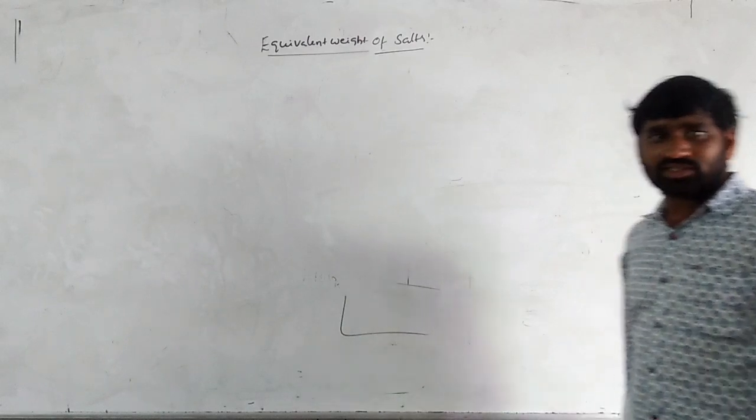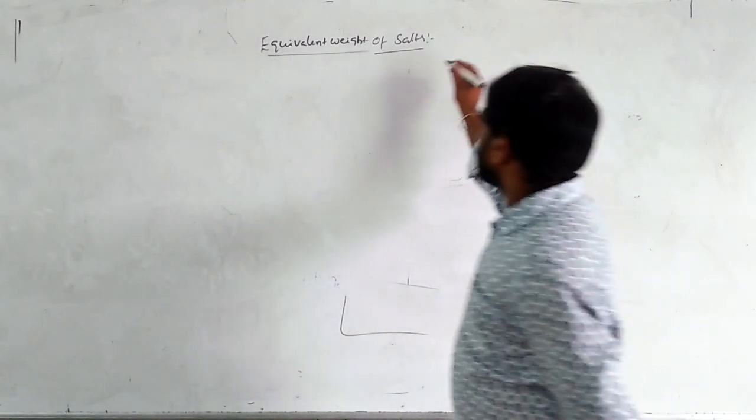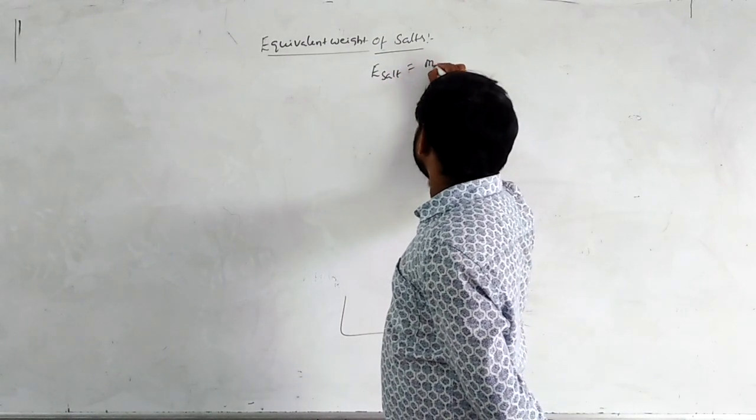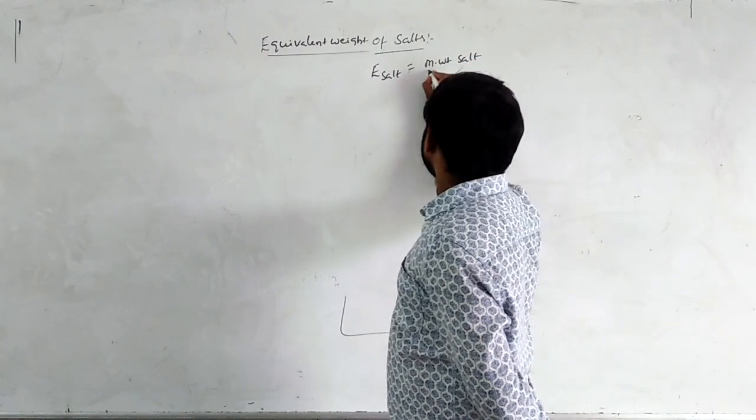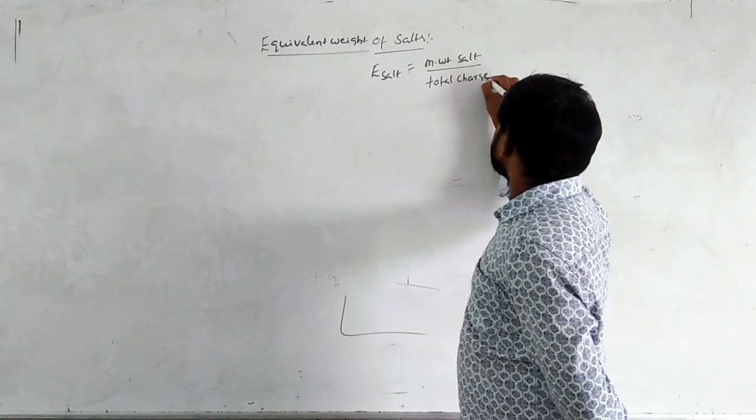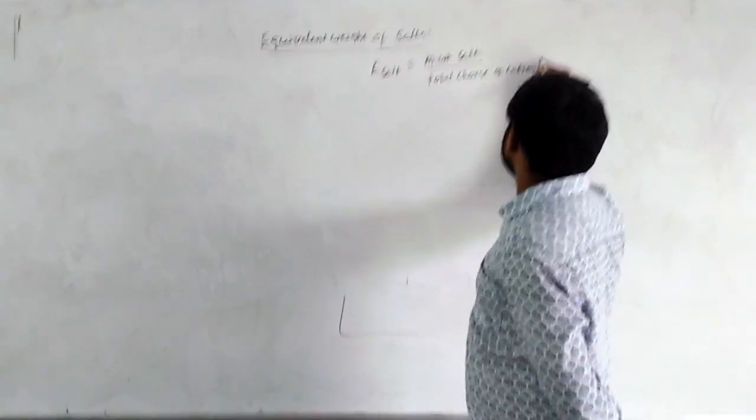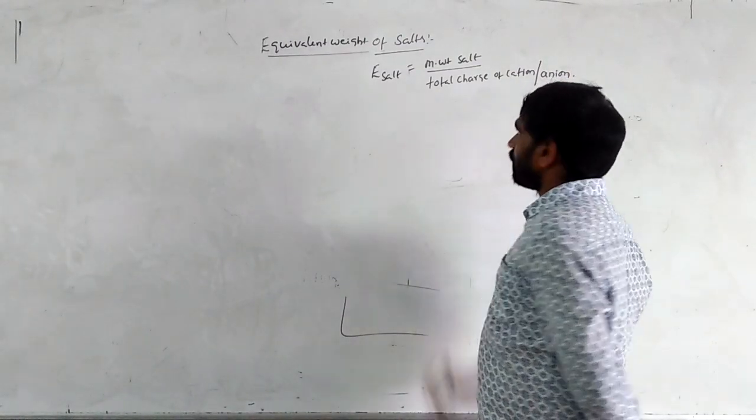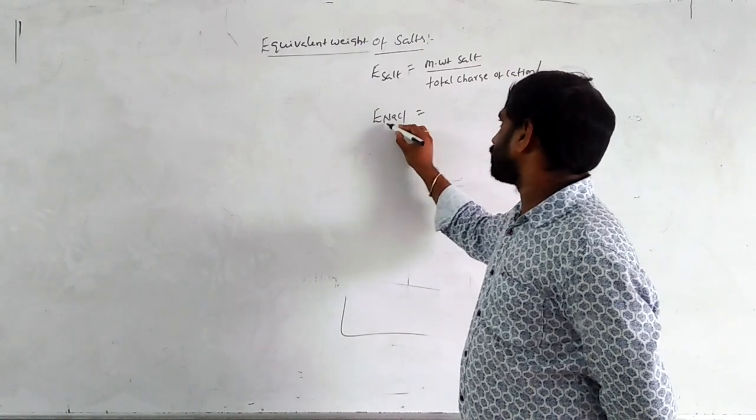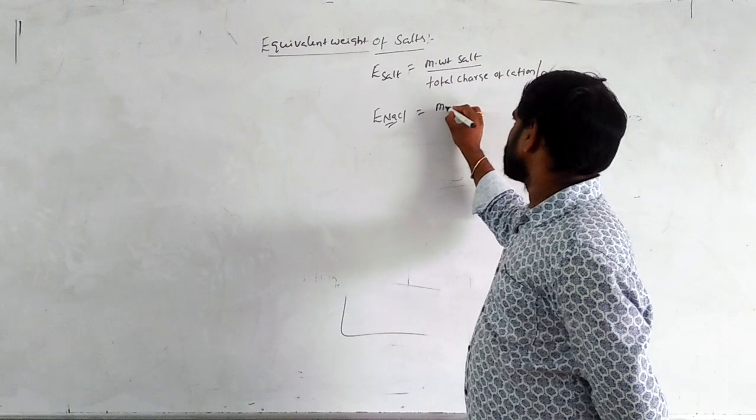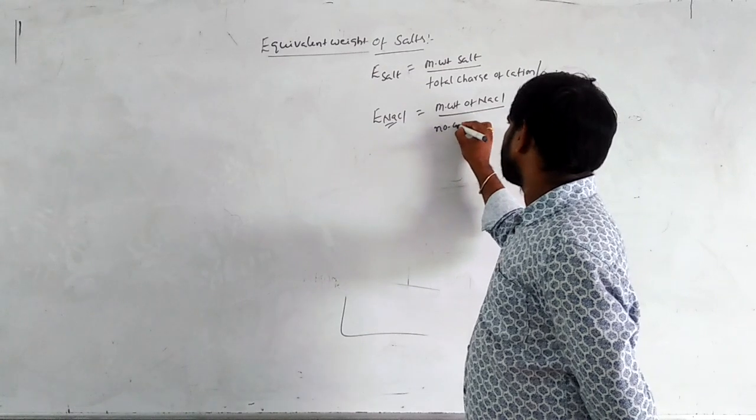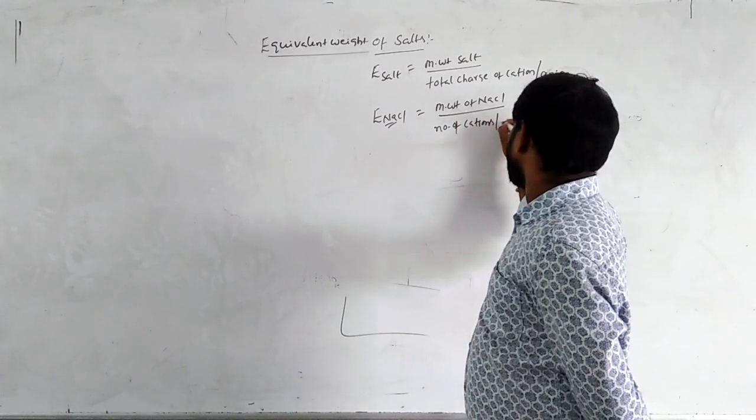Next one, equivalent weight of salt. So equivalent weight of salt equals molecular weight of salt by total charge of cation or anion. For example, common salt NaCl. Equivalent weight for NaCl: sodium 23. That means molecular weight of NaCl by number of cations or anions.